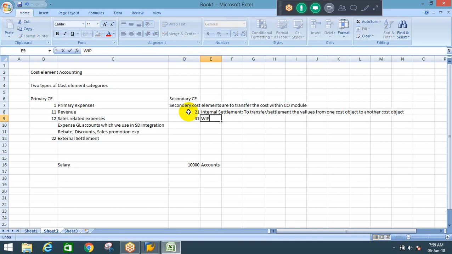31 is for work in progress. 41, 42 is assessment, 43 is activity cost element, or we can say direct overheads cost element.